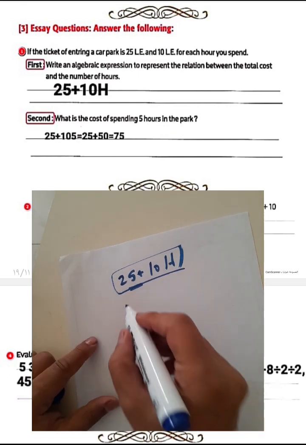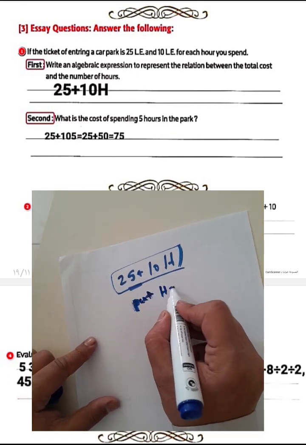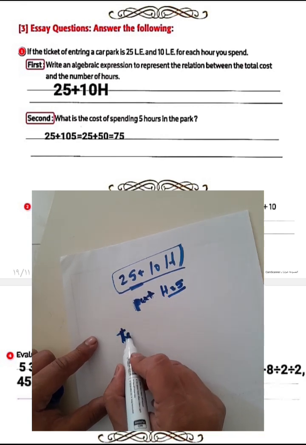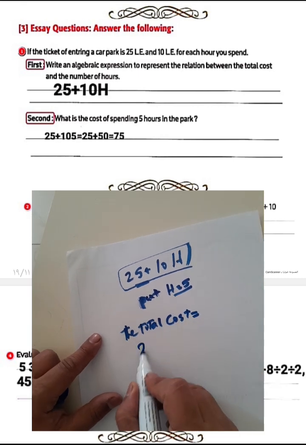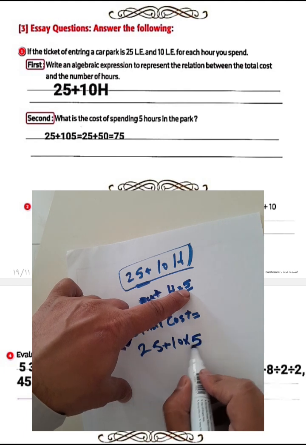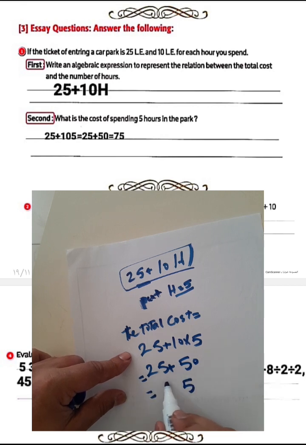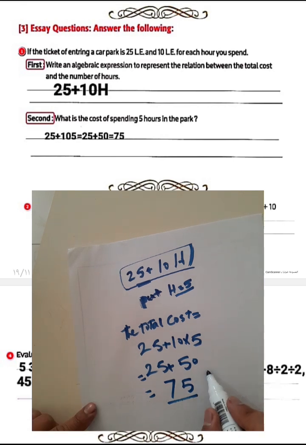Put here, in this example, h equals 5 hours. Then the total cost will be equal to 25 plus 10 multiplied by 5, which is 25 plus 10 times 5, equals 50. We can add them. 0 plus 5 equals 5 and 5 plus 2 equals 7. The result will be 75. Okay, 75 Egyptian lira.